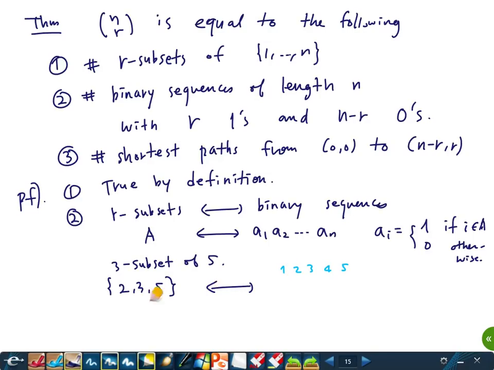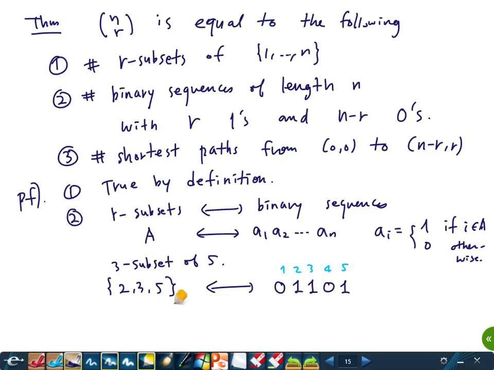Is 1 in this set? No, so write down 0 in the first position. 2 is in the set, so write 1 in the second position. 3 is in the set, so write 1 in that position. 4 is not there, so write 0 there. 5 is in the set, so write 1, like that. This is clearly a one-to-one correspondence. If you know this, you can immediately see that the subset is this.